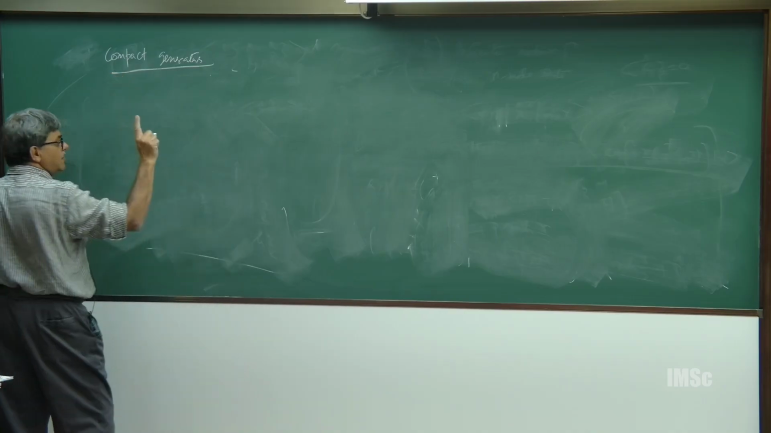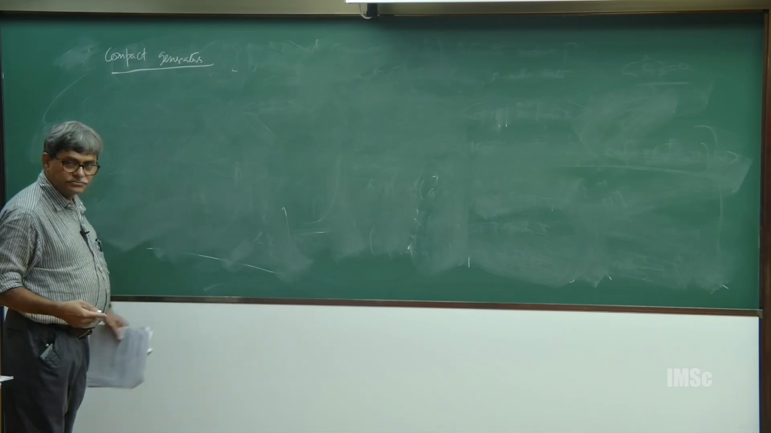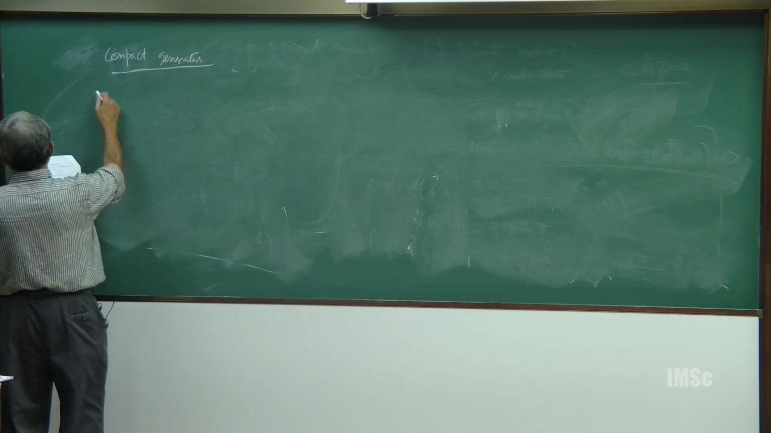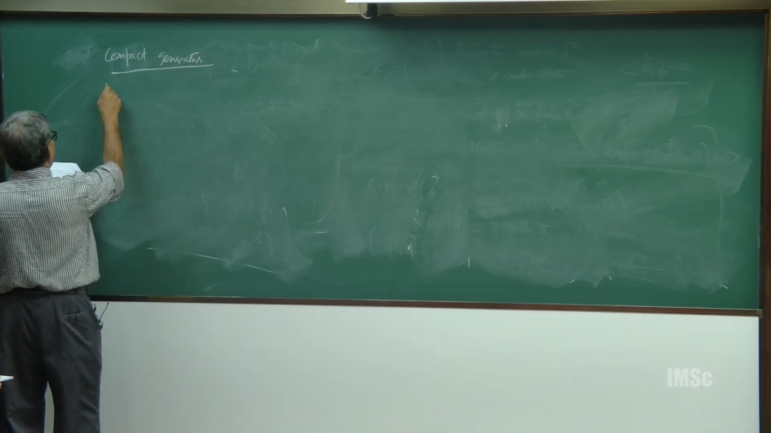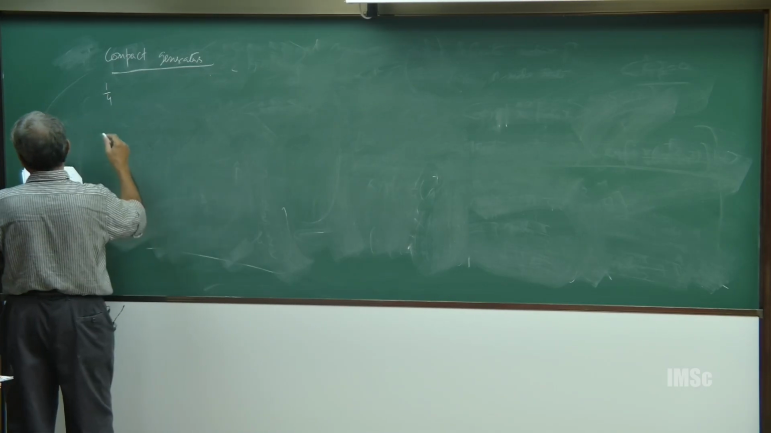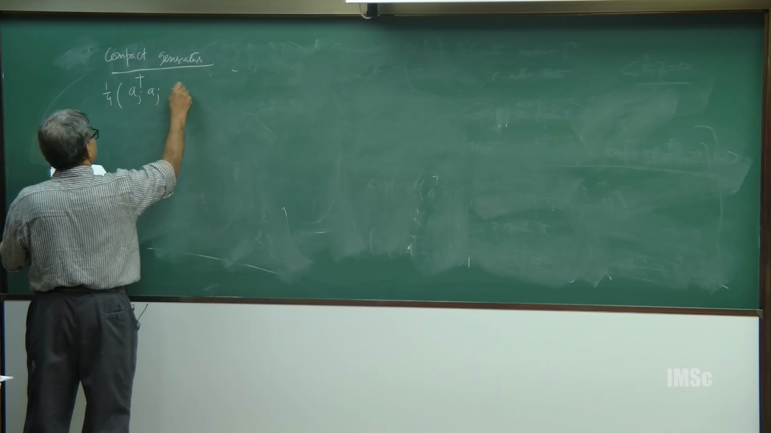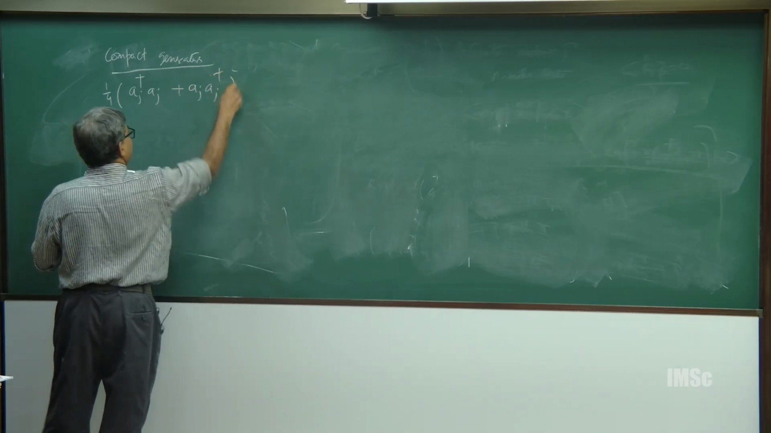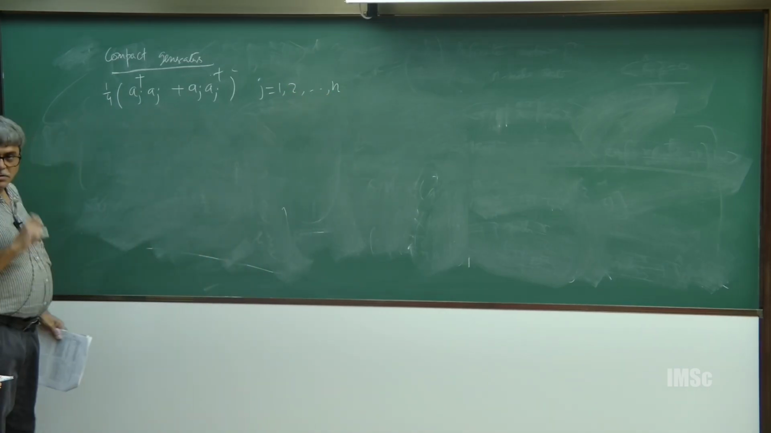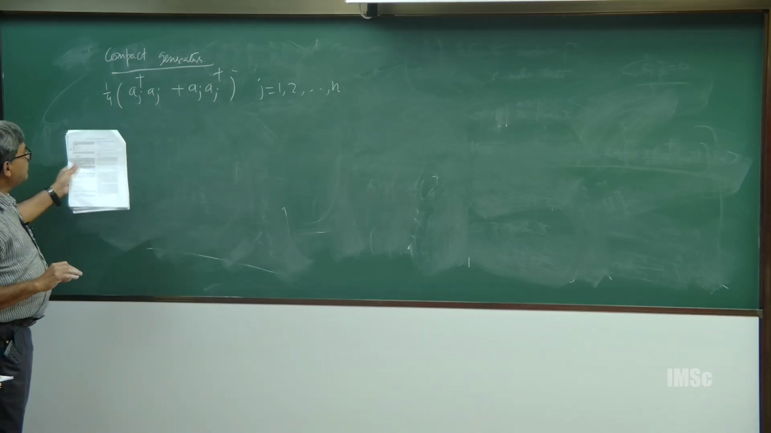Compact generator means the generators generating a compact subgroup, the maximal compact subgroup of Sp(2n,R). That is what we will have to figure out. In the case of a single mode, there is only one compact generator, which is this rotation. Let me write it down. This 1 by 4 is just for ease of calculation. So this is aj dagger aj plus aj dagger, j equal to 1, 2, 3, up to n. How many of them? n.